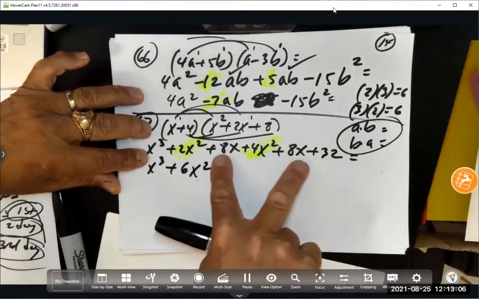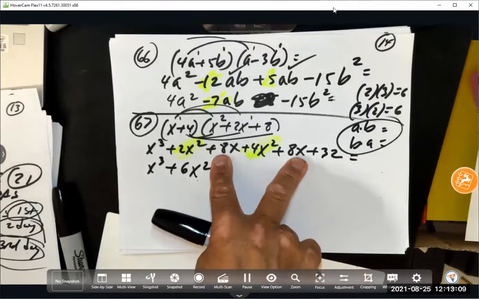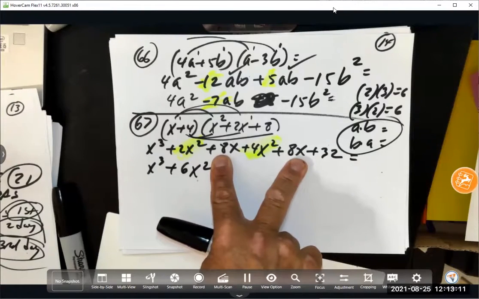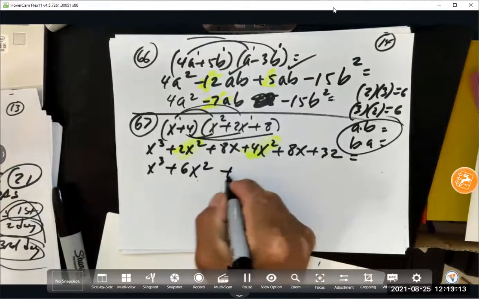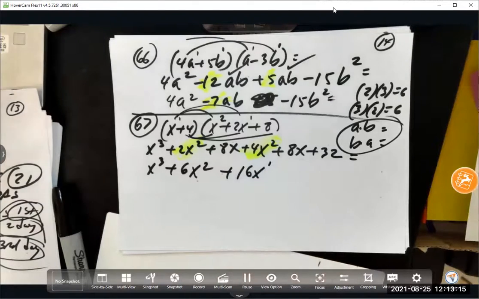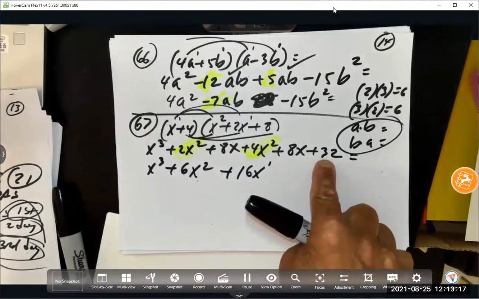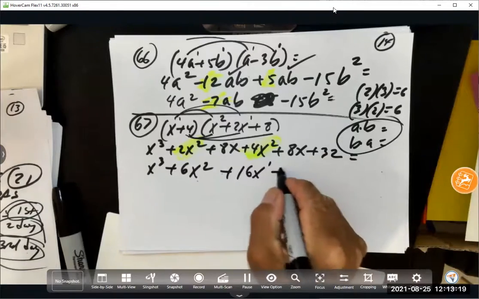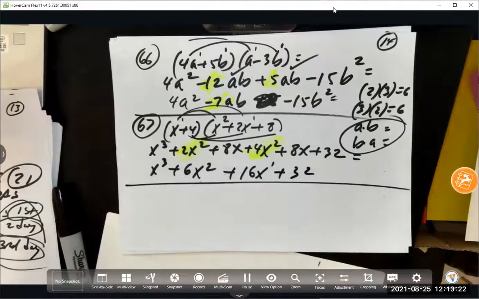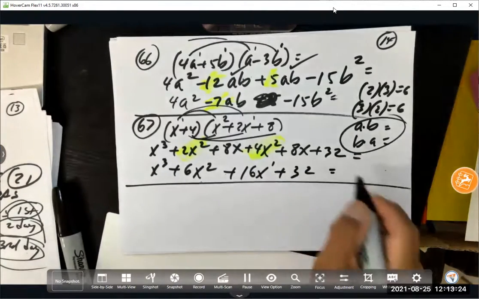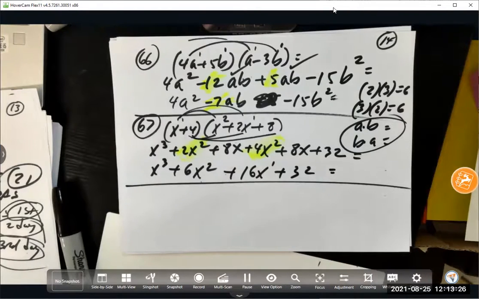And we have 8x and 8x. Can we put those together? 16x. Yeah. This is a 1 if you want to put it in there. What else? Plus positive 32. Yes. And then leave it like that. Okay. This is a 2 by 3. Is that okay for 67? Yes.